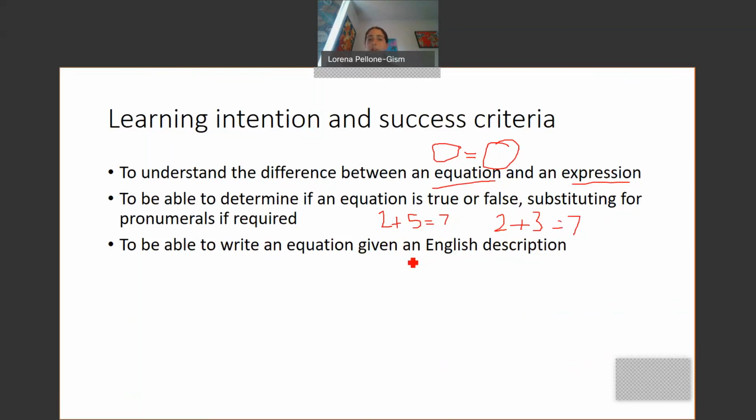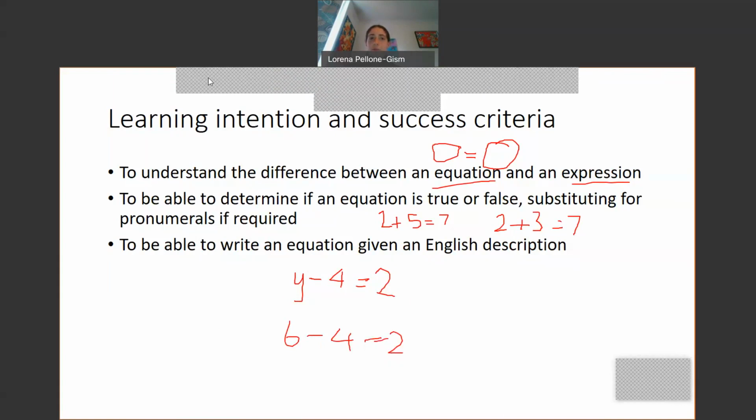We want to be able to write an equation given an English description. We just went through that in the last example. Like, my cat is now Y years old. How old was he 4 years ago? Y minus 4 equals, let's say he was 4 years ago. That means he is 6 now. All right, so I hope that that was understandable for you.